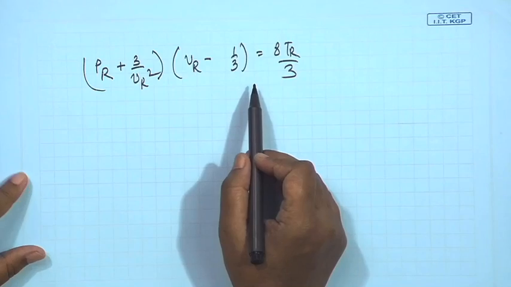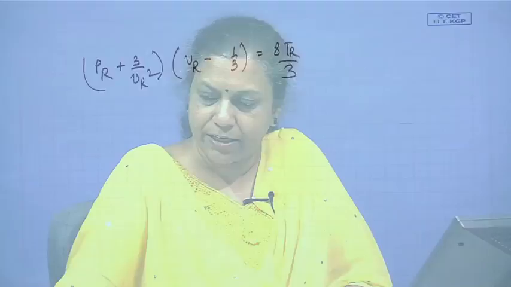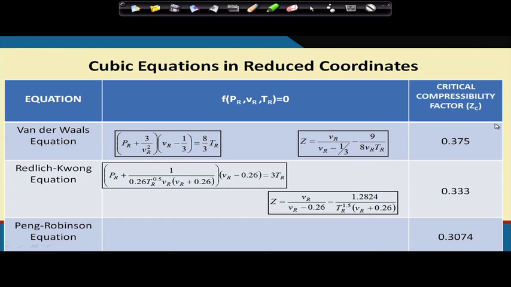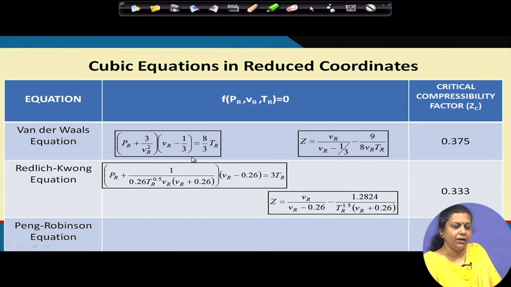So, starting from the basic van der Waals equation, we find that we have arrived at a particular equation which is independent of any particular constant. And so this equation is expected to be the same for all the gases, or in other words, we can say that two gases, when they have the same PR and TR, should have the same VR. Number one. Number two, suppose we try to calculate the Z from here.